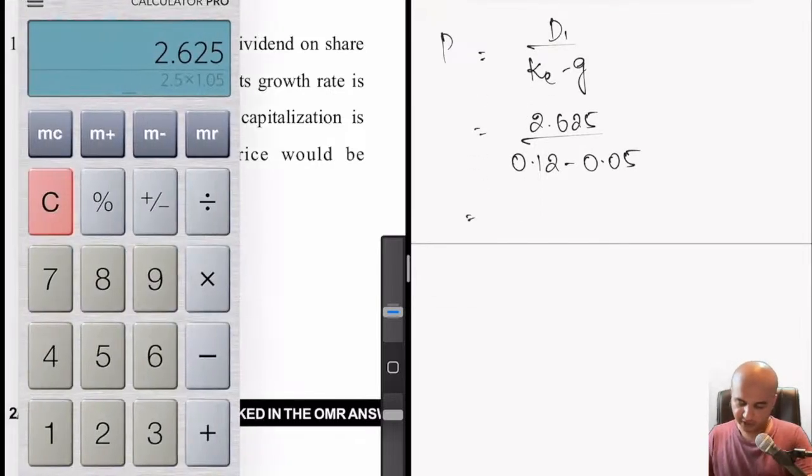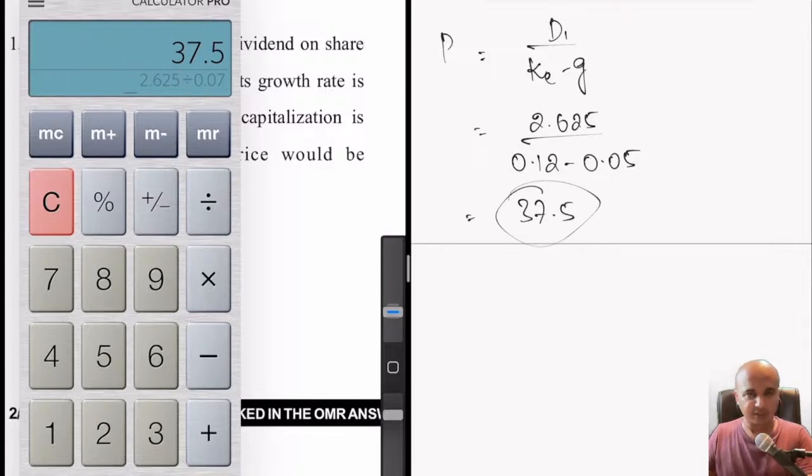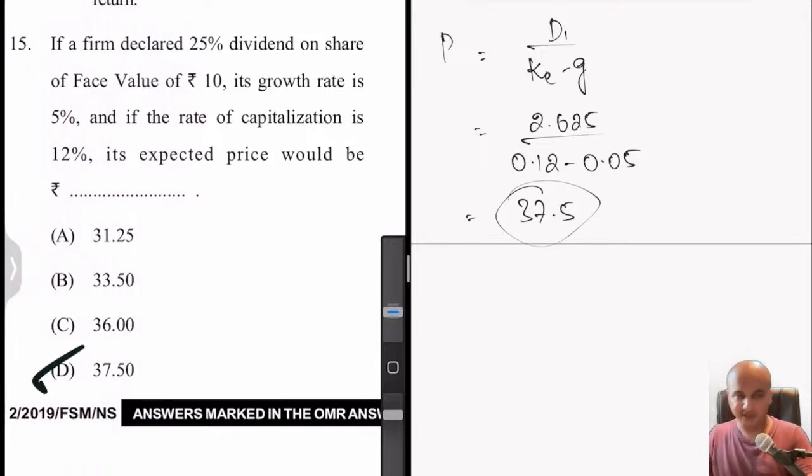Okay, let me just do that. 2.625 divided by 0.07. Yes, 37.5 would be the price of the share, and if you look at the options, option D is in fact the right option. 37.5 it is. I hope it is clear. A simple straightforward problem, nothing much to do here. Let's move on to the next one.